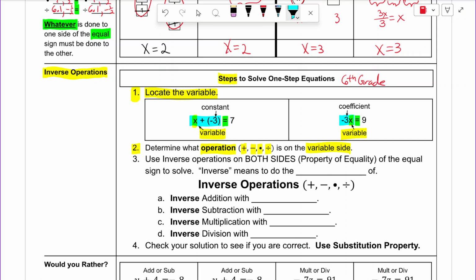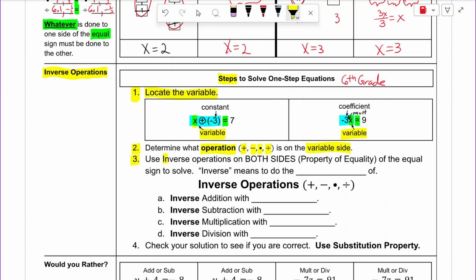So for our first example up here, determine what operation is happening on the variable side. Well, we can see that we have addition. That's what's happening right there. We're adding a negative. On the right side, what's happening here? Well, this x has a coefficient in front of the x with no operation sign. So right here between these two means to multiply. So squeeze that in. That's what's happening there on that side. So the left one was addition. The right one is multiplication. Moving on to number 3.